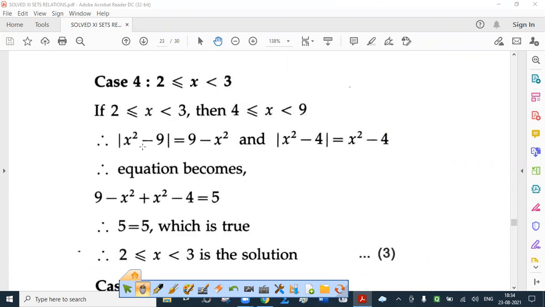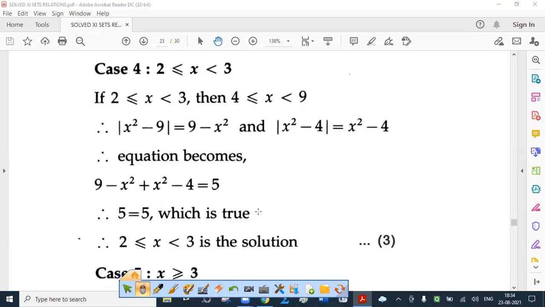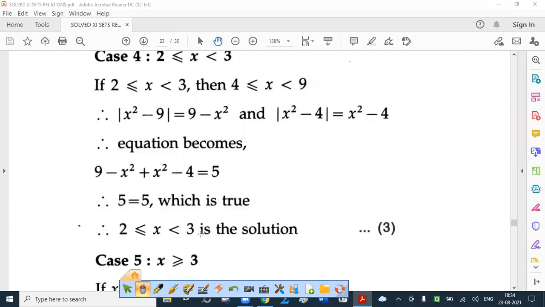So in that case, mod of x square minus 9 will be what? 9 minus x square. Please make this change afterwards. This should be x square. And what is mod of x square minus 4? x square minus 4, because this x square is greater than 4. So the equation becomes 9 minus x square plus x square minus 4 equal to 5. 5 equal to 5, which is true. So this is the solution.